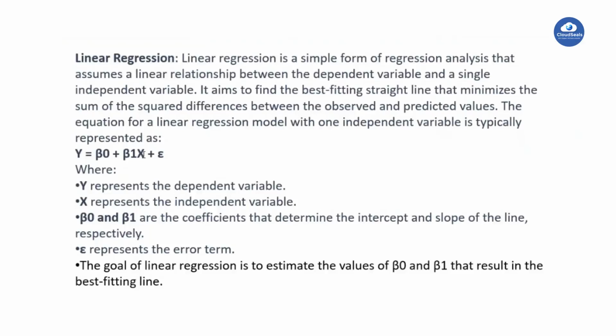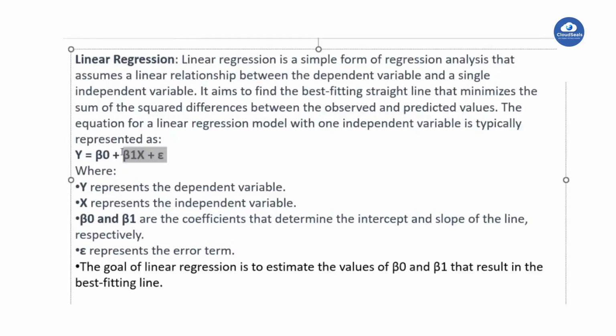So the dependent variable is always one, but it is our choice whether to use one independent variable or more than one. If we choose only one independent variable, we call it simple linear regression. If we choose two or more independent variables, we call it multiple linear regression. For simple linear regression, the equation is this one.